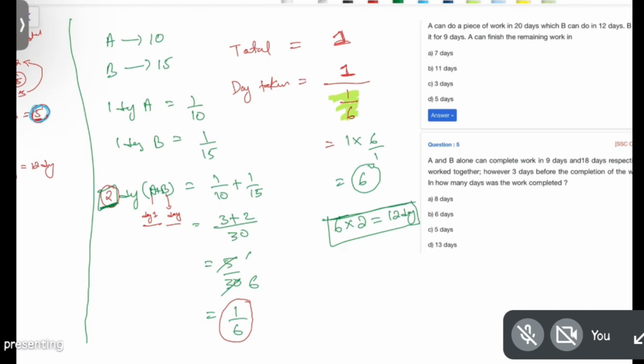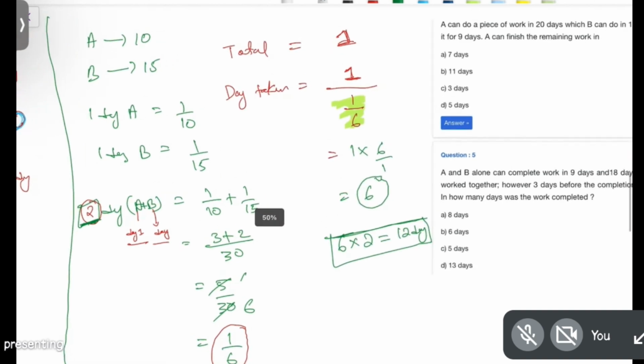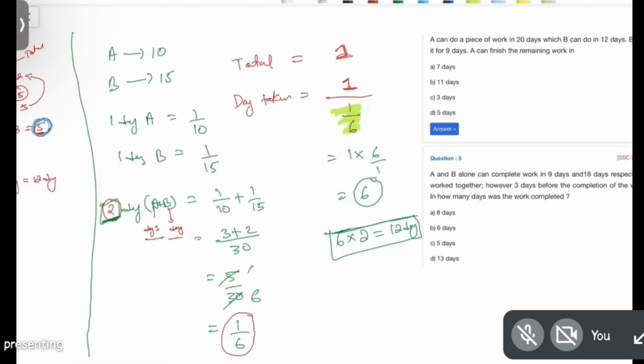So I'll just repeat again. A is taking 10 days, B is taking 15 days. 1 day work of A is nothing but 1 by 10. 1 day work of B is nothing but 1 by 15. In this question, we are talking about alternate days. That means on day 1 A is working, on day 2 B is working. So in 2 days, what will happen is that they will do 1 by 6 of the work.